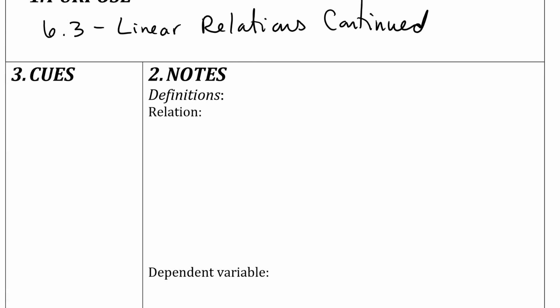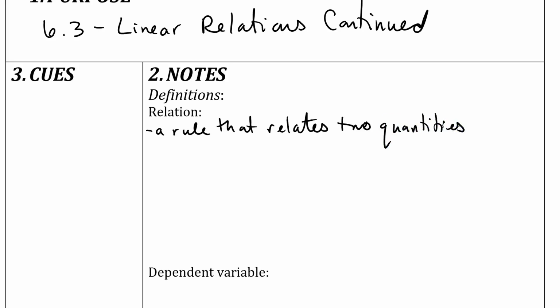Before we move on in this unit, specifically going from tables of values to equations, which can often be somewhat difficult, let's just take down some definitions. A relation is a rule that relates two quantities. As you take more math classes, you'll realize that sometimes relations can relate more than two quantities, but for the scope of this course, we're just going to focus on two.